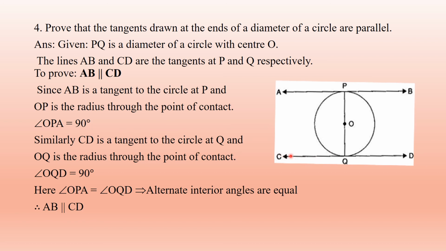Similarly, CD is a tangent to the circle at the point Q and OQ is the radius through the point of contact. Therefore, angle OQD is also 90 degrees. Here, angle OPA is equal to angle OQD, that is, alternate interior angles are equal. If the alternate interior angles are equal, we can say the lines are parallel. That means AB is parallel to CD.